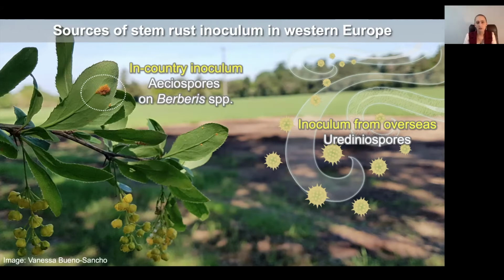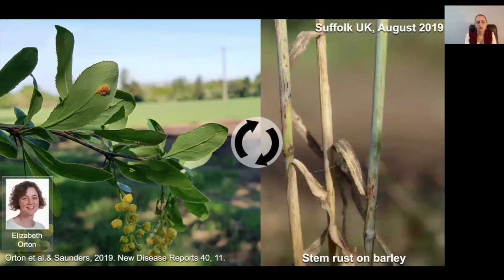Also, significantly, last year Elizabeth went out to one particular location, just south of our John Innes Centre, and she found that she could identify stem rust both on the neighbouring barberry hedgerow and also within the barley crop. So she could show that this pathogen is able to complete its entire life cycle, including both hosts, directly within the UK.